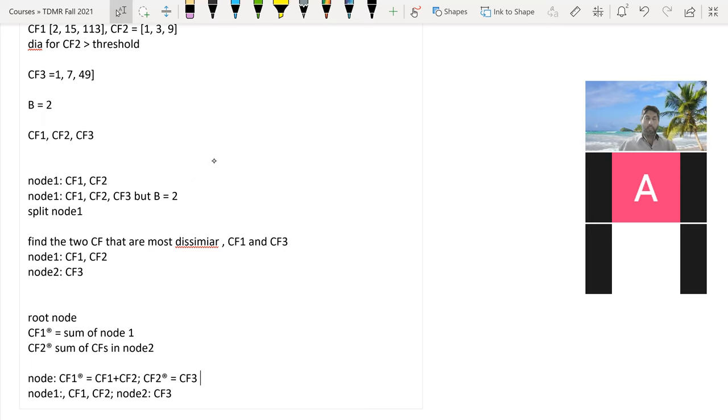This answer your question or कुछ और था आपका question? Yes sir, समझ आ गई. And sir, एक और question था कि similarity हम कैसे check करेंगे दो CFs के दरमियान?